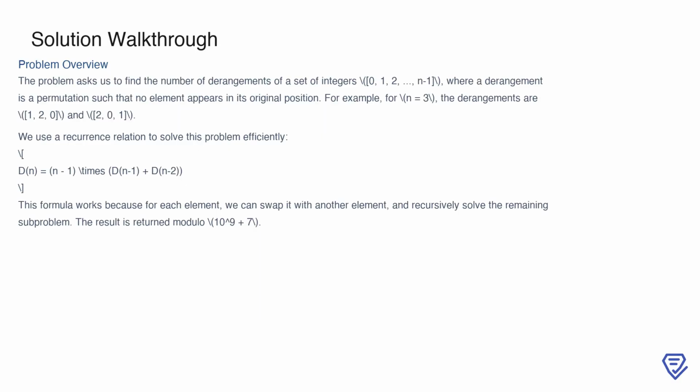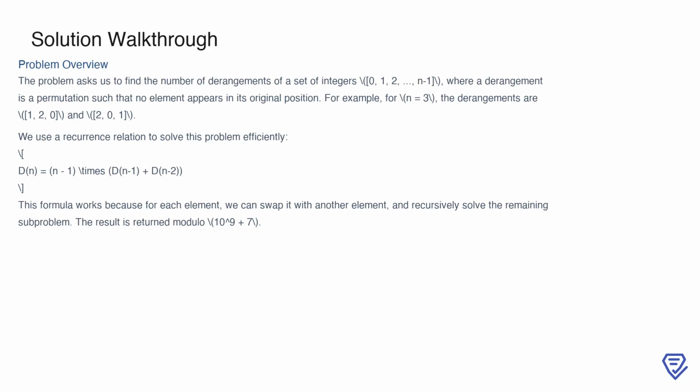The goal of this problem is to compute the number of derangements for an array consisting of integers from 0 to n-1. A derangement is simply a permutation where no number is in its original position. For instance, when n equals 3, valid derangements include [1, 2, 0] and [2, 0, 1], as no number stays in its starting position. To solve this problem efficiently, we use a recurrence relation, d[n] equals (n-1) multiplied by the sum of d[n-1] and d[n-2].